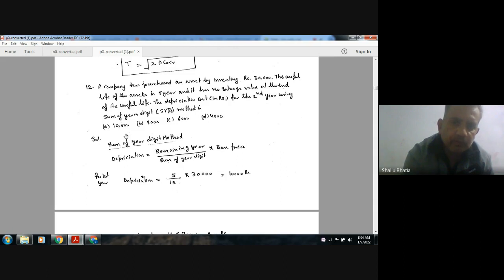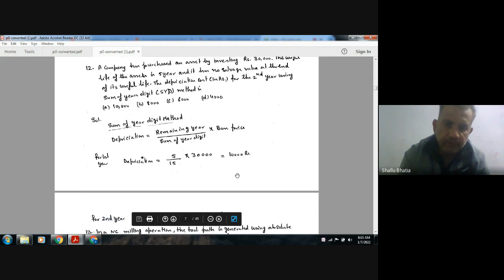In the sum of the year digit method, the depreciation is given by the remaining number of years divided by the sum of year digits, multiplied by the base price. Here the base price, the starting price, is 30,000. In the first year, the remaining number of years is 5 and the sum of year digits is 5 plus 4 plus 3 plus 2 plus 1, which is 15. So the depreciation will be 10,000.